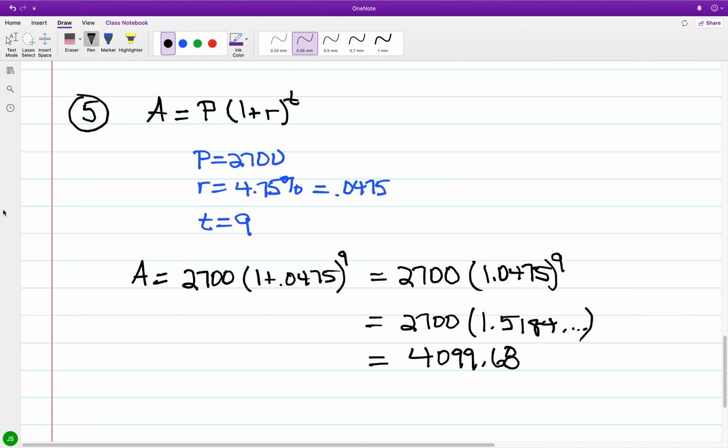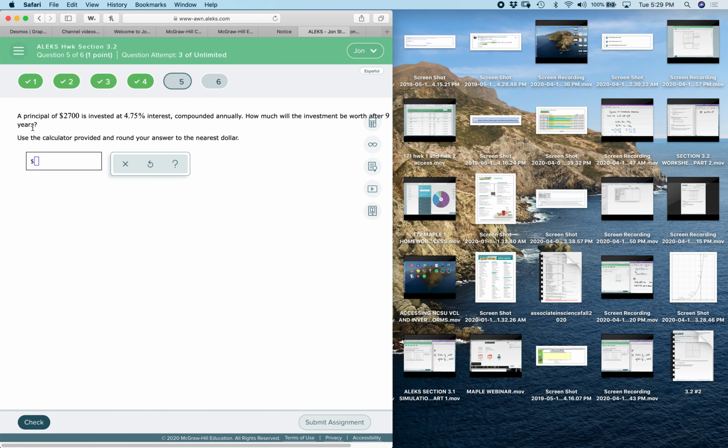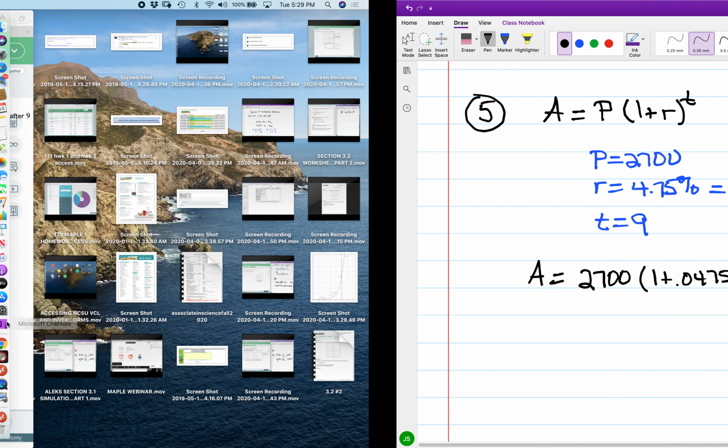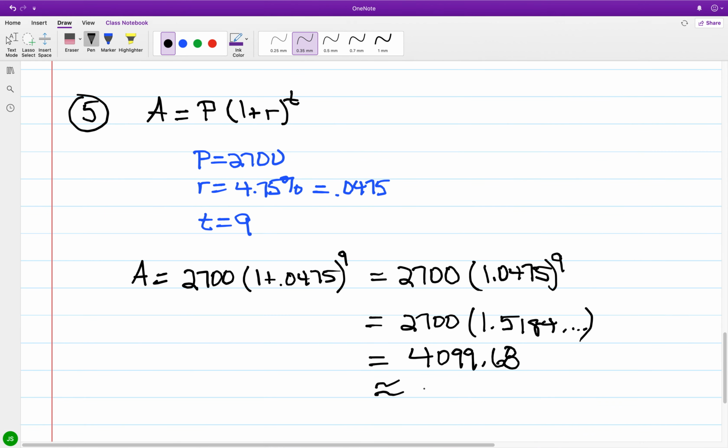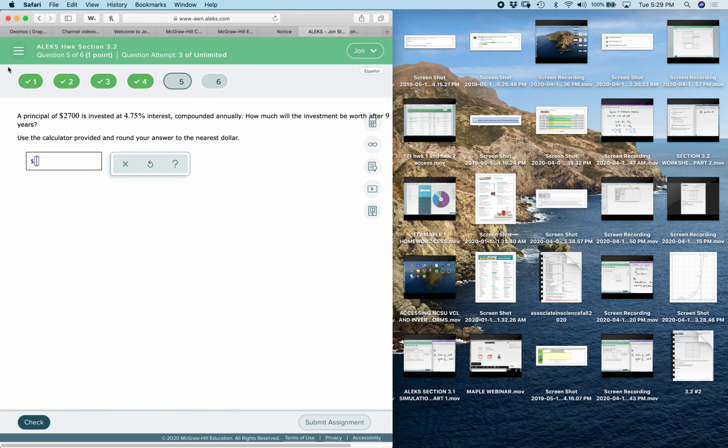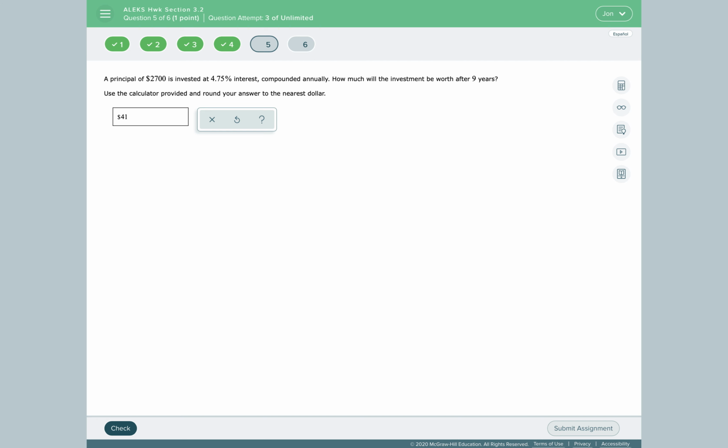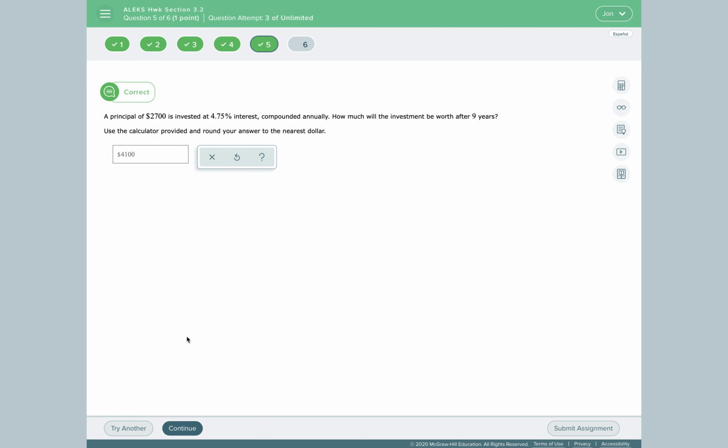Okay, so rounding to the nearest dollar, this will be about $4,100. And just testing what we have in the result, as I enter and await the result, the answer is correct.